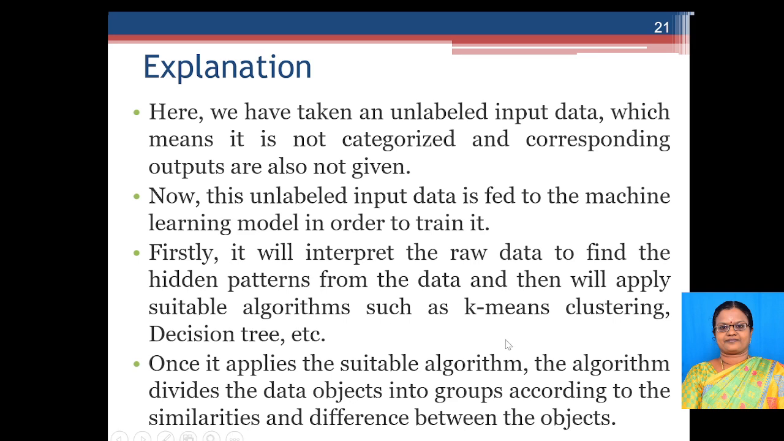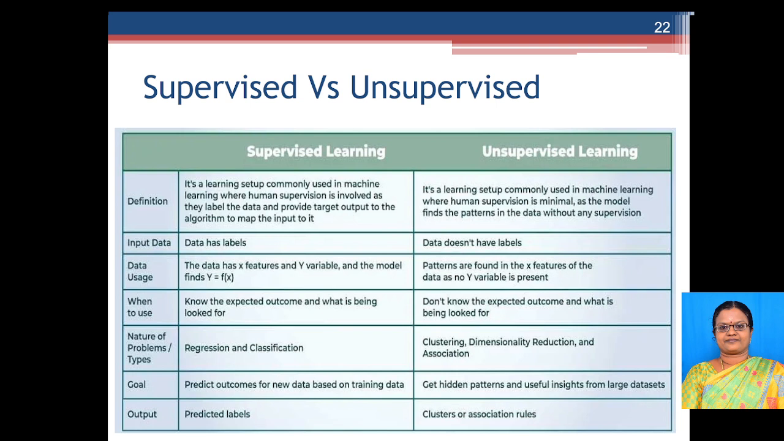Once it applies a suitable algorithm, the algorithm will divide the objects into groups. It does the processing by identifying the similarities, and it will start grouping them. So the difference between supervised and unsupervised. Let's see the definition.